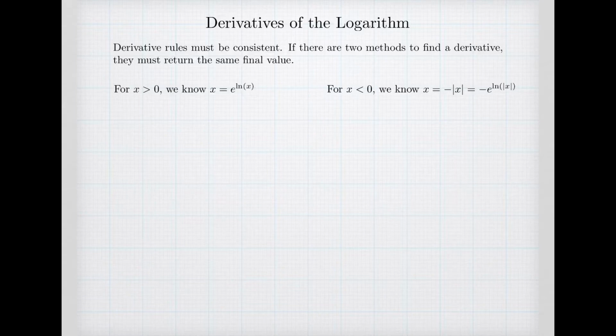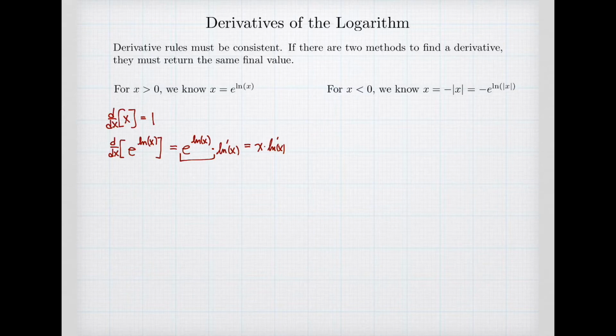So if I find the derivative of x the normal way, I just get that the derivative of x is 1. On the other hand, if I take the derivative of my new formula, I have an expression of the form e to the u. And so we know from the chain rule that the derivative of e to the u is e to the u, so that's e to the natural log of x, times the derivative of the u, which is the logarithm's derivative, which we don't know yet. So e to the ln of x is really just x, and so I get that the derivative of my function is x times the natural log's derivative.